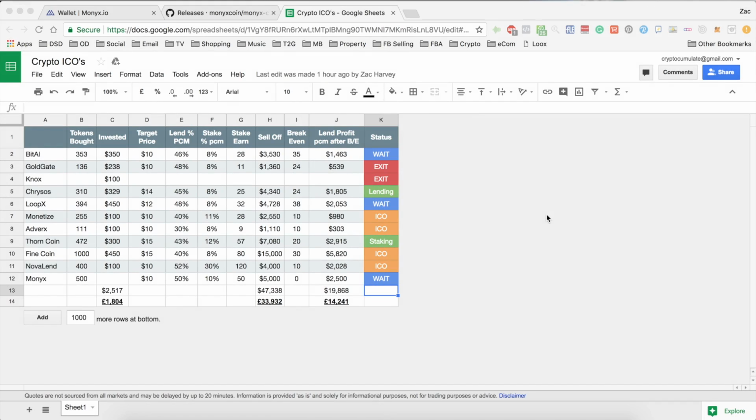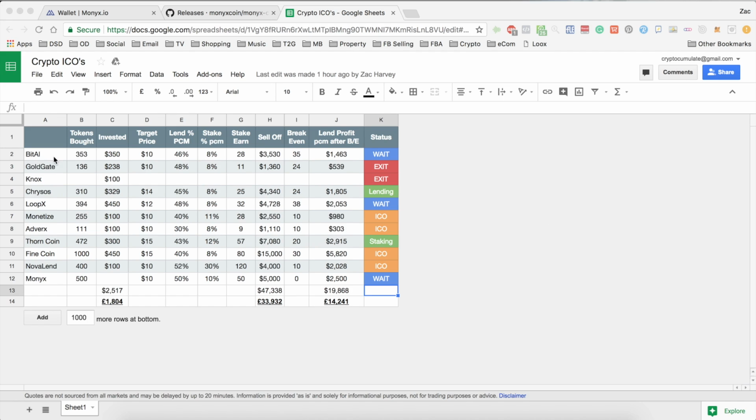I was just about to update my spreadsheet that I use to record all my crypto stuff with my recent Monyx purchases, and I thought it would be a good opportunity to actually record that and show you my spreadsheet. I'll also share it with you if you think it would be useful, and I'll walk you through how I use it and what I use it for.